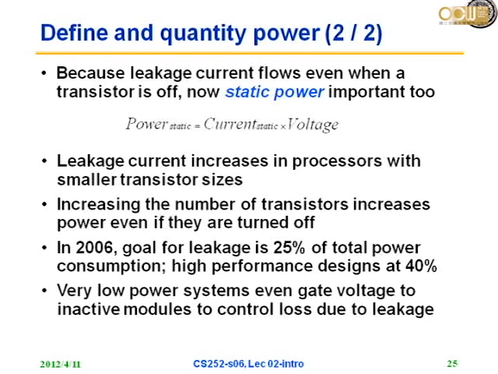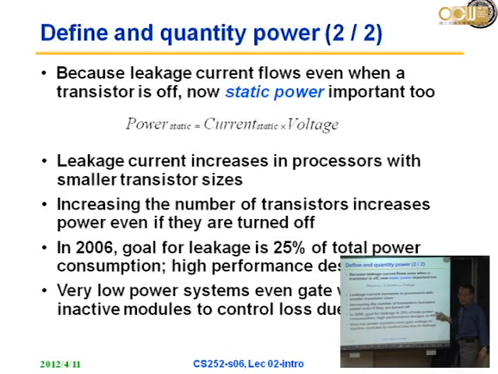Okay, so in 2006, the goal for leakage was 25% of total power consumption for high performance design at 40 nm, and that's something we were unable to achieve. The reality was 70% or even higher. So now you understand what leakage is.